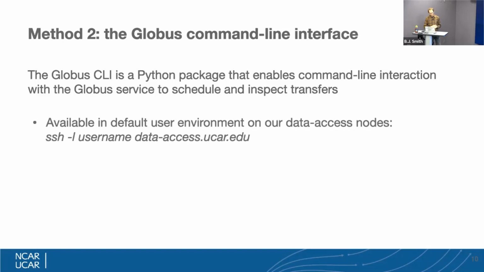It's available in the default user environment on the data access nodes, and if you've never been on these, we have these. They're basically virtual nodes that you can sign into with SSH with your username, and then it's data-access.ucar.edu. They're virtual machines. They don't have really any computing resources to speak of. They're just designed to navigate storage platforms and conduct data movement. But the Globus CLI will be in your environment by default there.